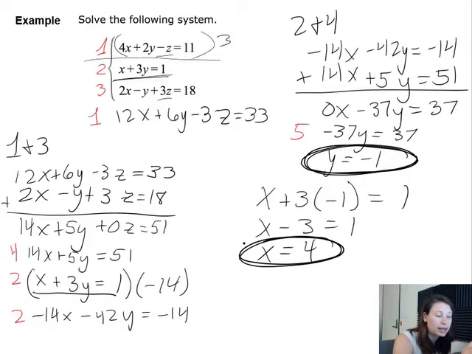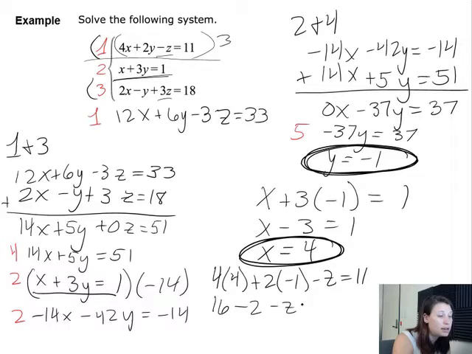So there's our second, right? So now we have to go back into either 1 or 3 because we can't use 2. So 1 or 3. So we want to find z. Let's use the first one because z is on its own at least. So we have 4x, which is 4, plus 2y, which is negative 1, minus z is equal to 11. So we have 4 and 4 is 16, minus 2 minus z is equal to 11. So that's 14 minus z equals 11.